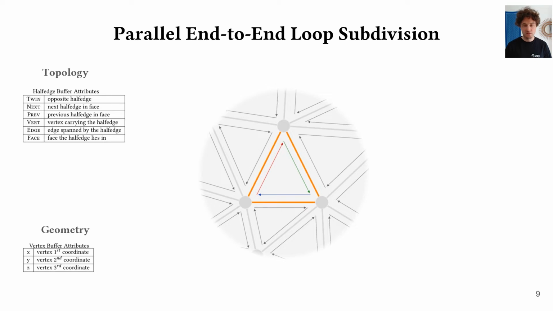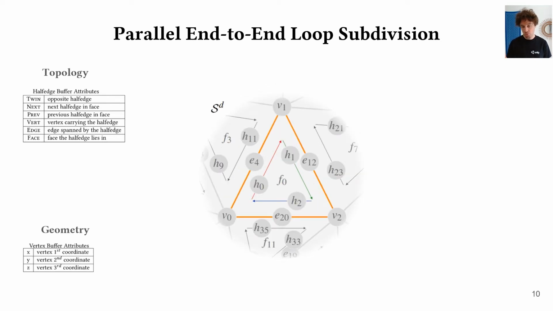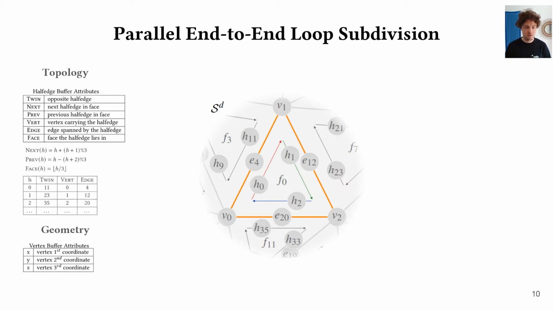Now let's look at an example. This configuration here, which was tagged with the different IDs of the structural elements, is stored by this table. So here we see for half-edge entry number 0, which is the red one here, H0, we have a twin number 11, that's this half-edge. We have a vertex ID number 0, and an edge ID number 4. So that's what's stored in here.